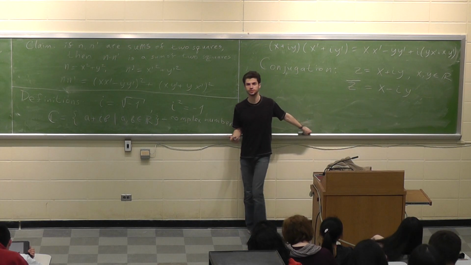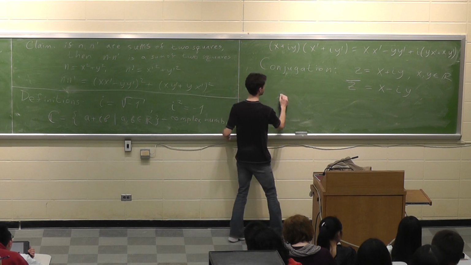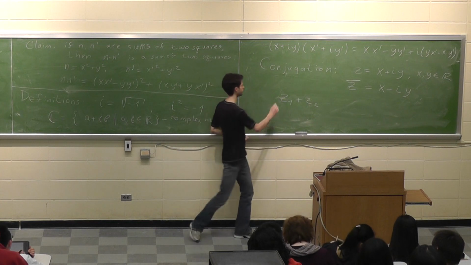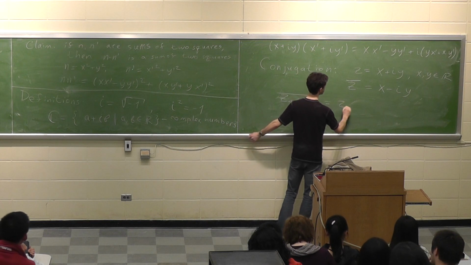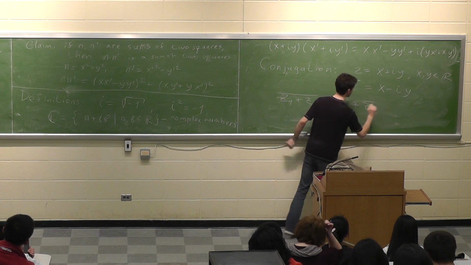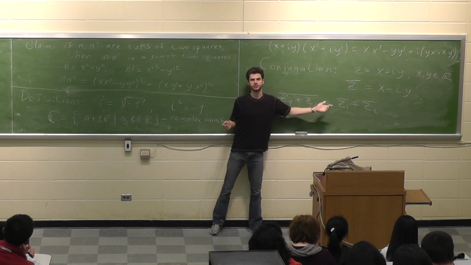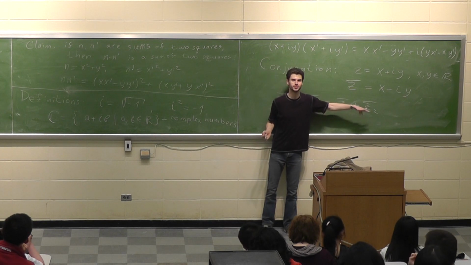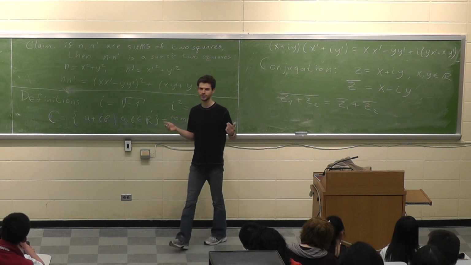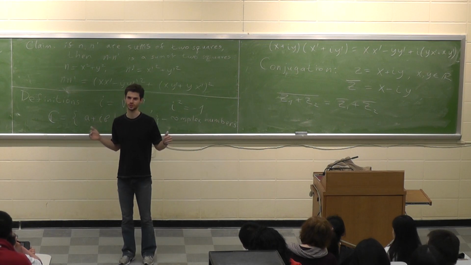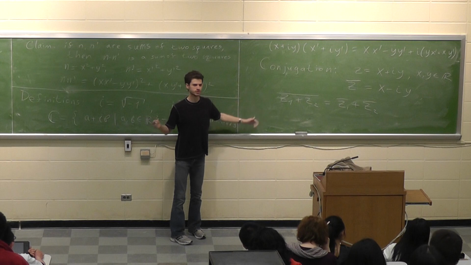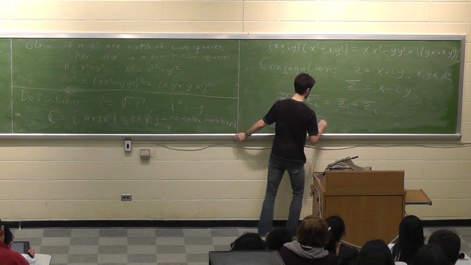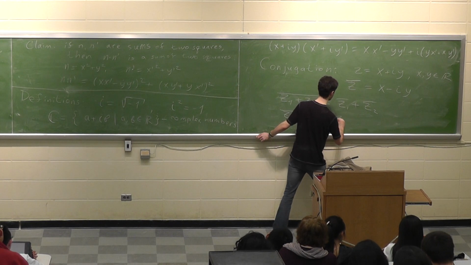And this conjugation preserves all the arithmetic operations. For example, if you have two complex numbers and you add them up and you conjugate, it's the same as conjugating each one of them and taking the sum. Basically, you write the equality z1 plus z2 is equal to z1 plus z2, and you replace everywhere square root of minus 1 by minus square root of minus 1. And you get this equality. Same about the product. The conjugate of a product is the product of conjugates.